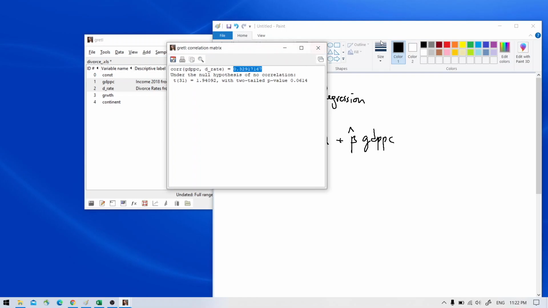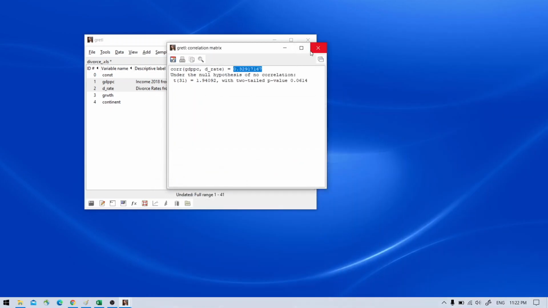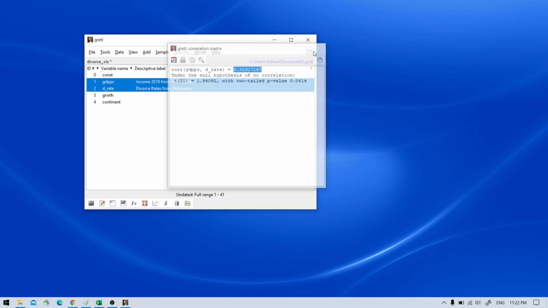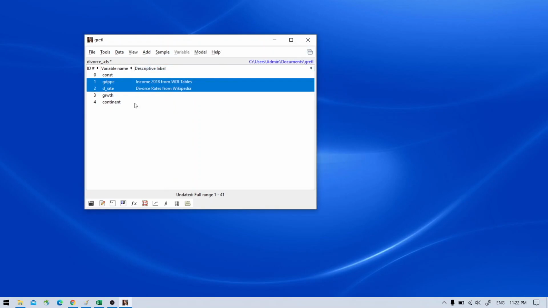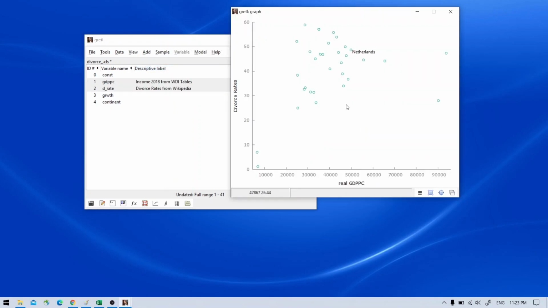Of course, the correlation coefficient tells you something, but we want to make a scatter plot. Let's see how it looks. Here is a picture of the scatter plot. You have various countries, you can see them popping up. See how powerful GRETL is?